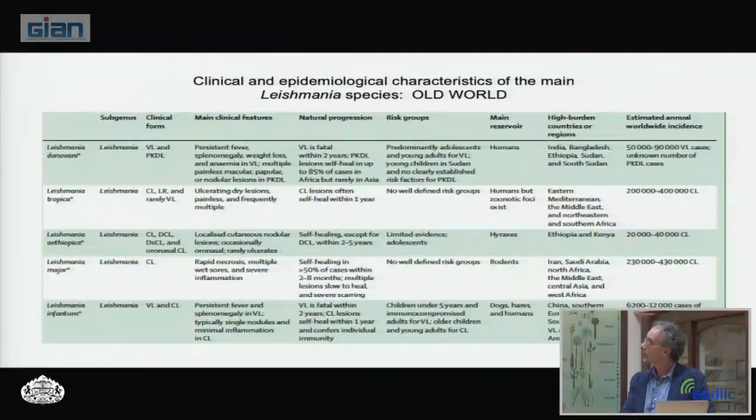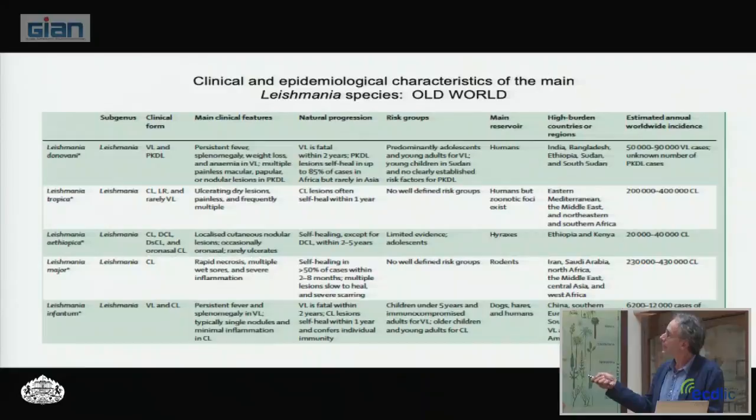I'll just spend a bit of time on this slide. It shows the clinical and epidemiologic characteristics of the main Leishmania species in the Old World. So again, these are the main species, Leishmania donovani. This is important because this is the parasite producing the main form of disease seen in India, which is visceral leishmaniasis, VL, and PKDL. And we're going to talk in much more detail about visceral leishmaniasis at the end of this lecture.